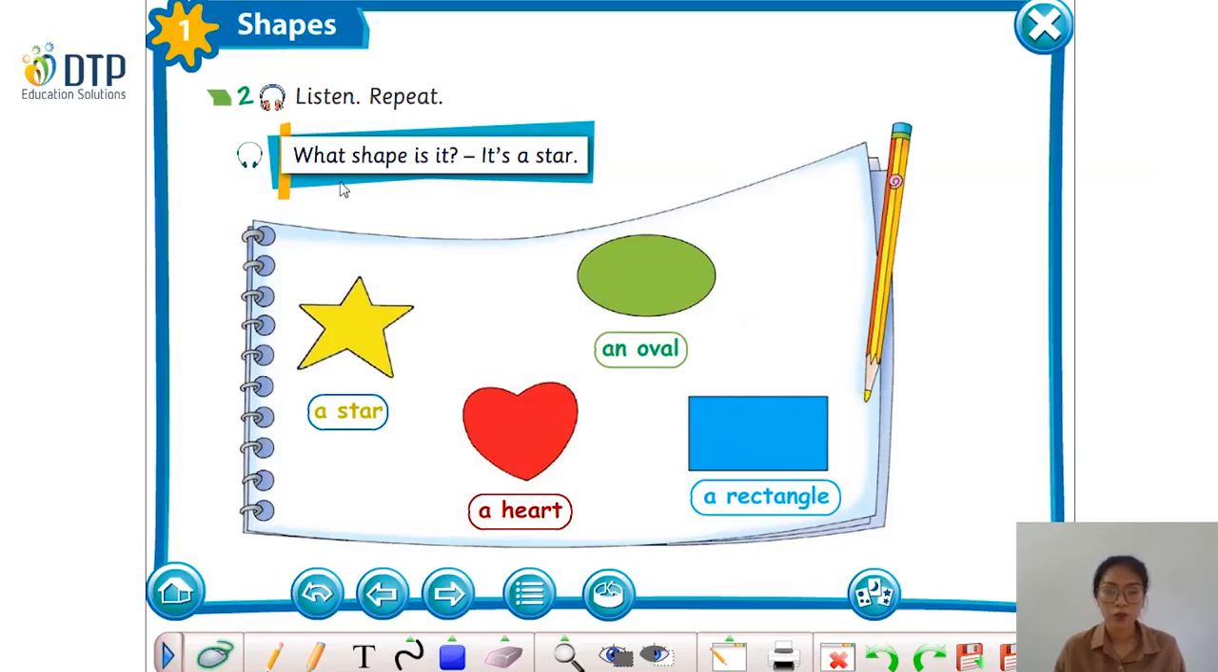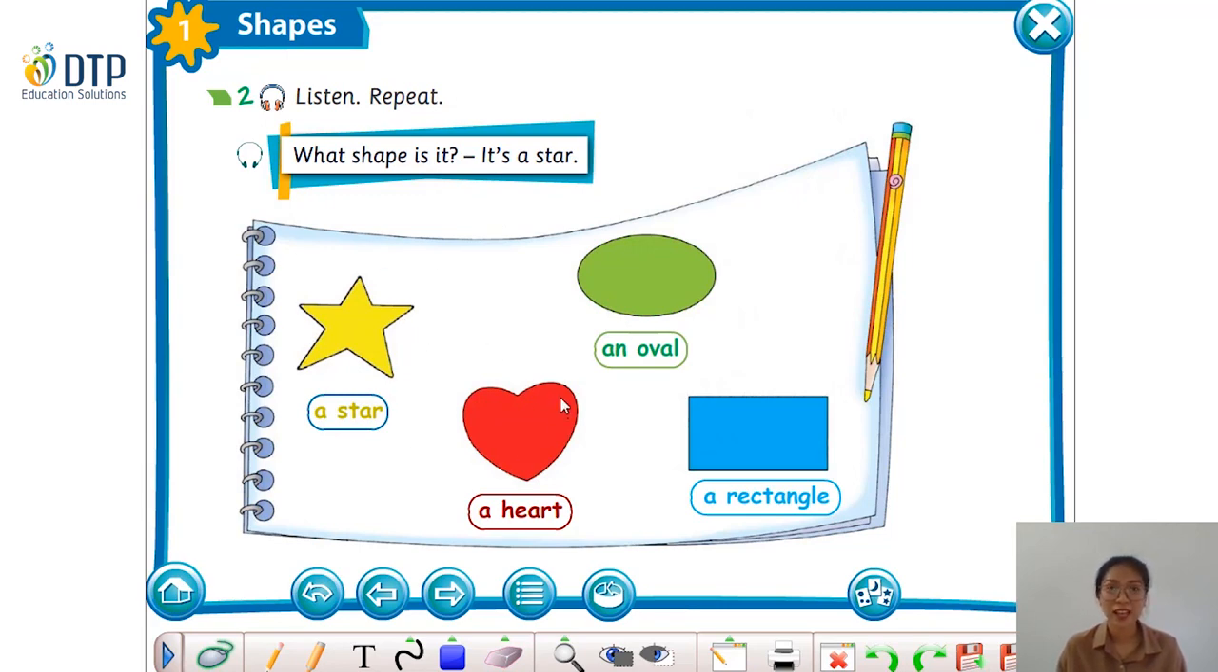The first one, cấu trúc thứ nhất. What shape is it? It's a star. What shape is it là câu hỏi. Vật đó có hình gì? Và mình trả lời, it's a star. Đây là hình ngôi sao.